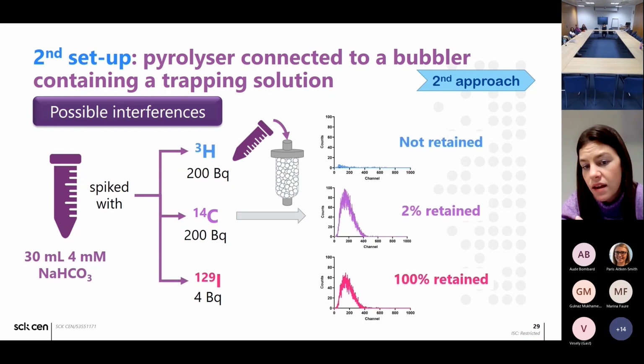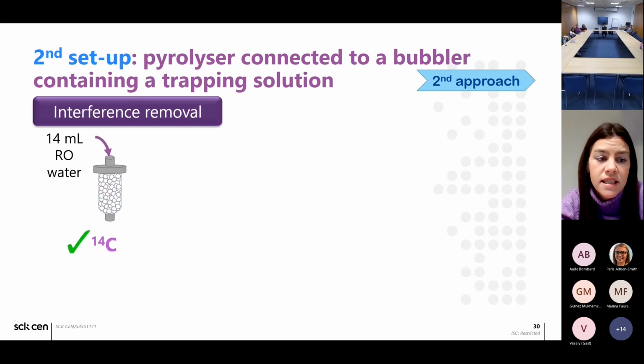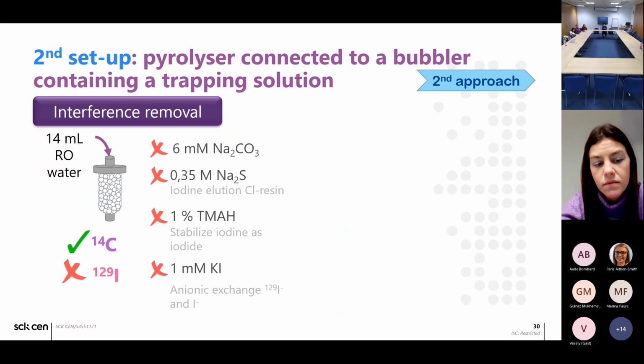And then we could see in the spectra that tritium was not retained, so we couldn't see it on that PR resin. Only 2% of carbon-14 was retained on the PR resin. However, iodine-129 was fully retained on this resin. So the next step was trying to reduce the interferences or remove them from the PR resin. First, we tested some water, and we could see that we could completely clean the resin from carbon-14, but it was not the case for iodine-129.